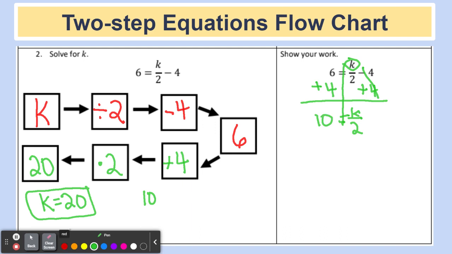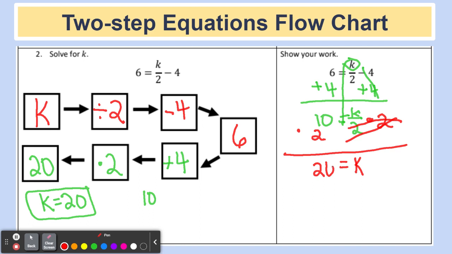Step 2, to get k by itself, we're going to undo what we see happening to k. We see k divided by 2, so we're going to undo division, divide by 2, with multiply by 2. We're going to do that on the left and the right side of the equal sign. Multiplying by 2 is going to cancel out that dividing by 2 and leave us with just k. On the left side of our equal sign, we need to solve. 10 times 2 equals 20.